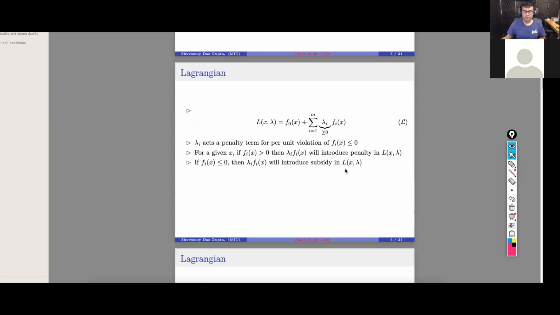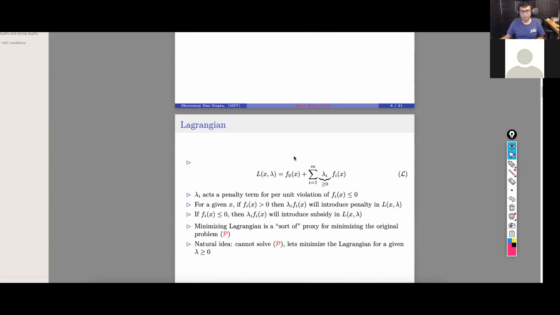Why? We showed that if a particular constraint f_i(x) is violated, then because lambda I is positive, lambda I f_i(x) will introduce a penalty in the Lagrangian, so it will end up increasing the cost function value of the Lagrangian. On the other hand, if our constraint f_i(x) is obeyed, then because lambda I is positive, it will introduce some sort of substitute, reducing the cost, because in that case f_i(x) is less than or equal to 0. Okay, so this is the penalty interpretation of the Lagrangian.